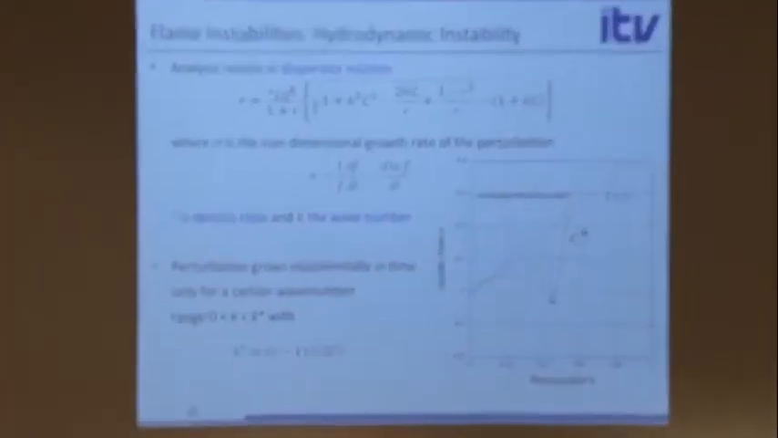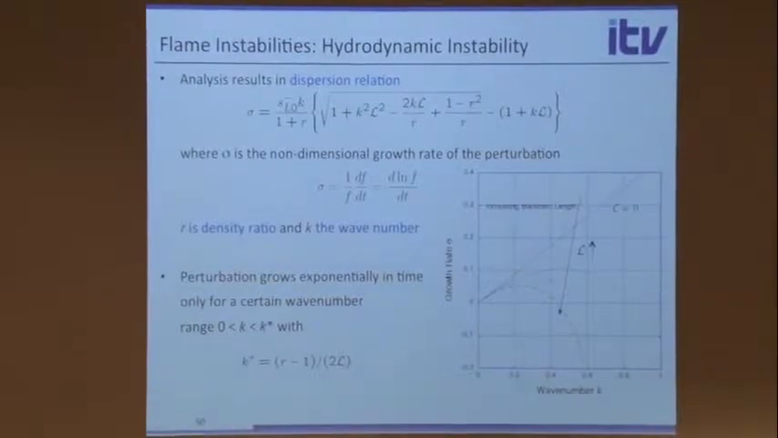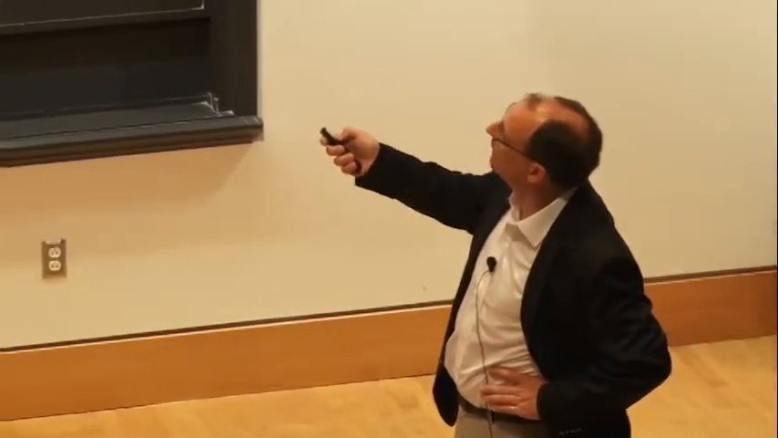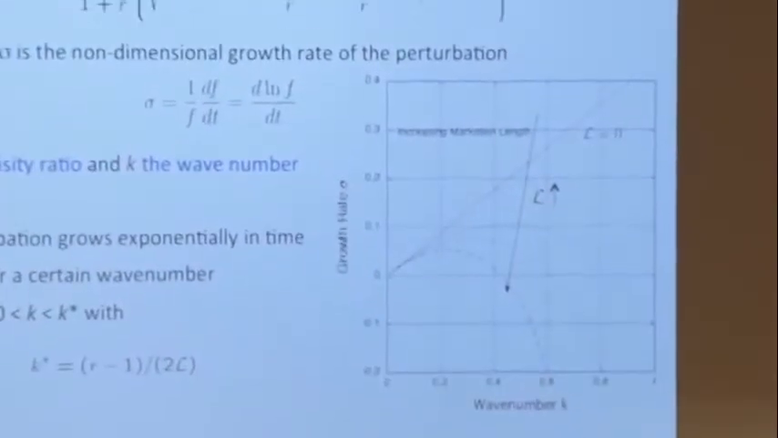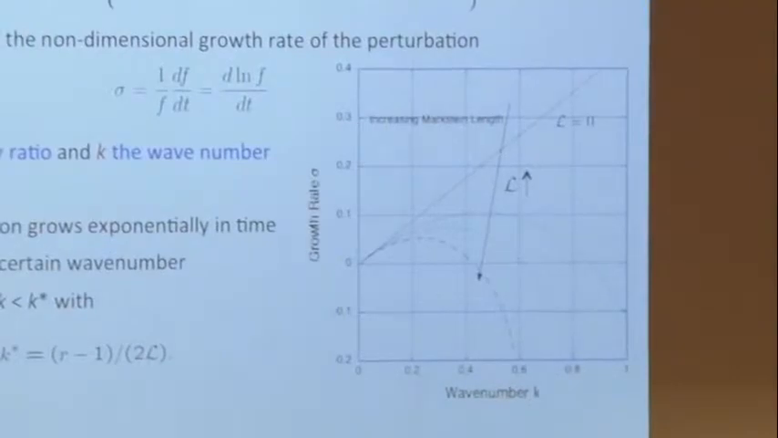Okay, the question. Is this diagram for a specific case, or is it a general diagram? The question is, is this for a special fuel or a special case, or is it general? This is general, but again, it's a simple analysis that just starts out with a propagation. So all the fuel effects would be in the SL and in the Markstein length. It could be any fuel, and you just specify these values according to that fuel.